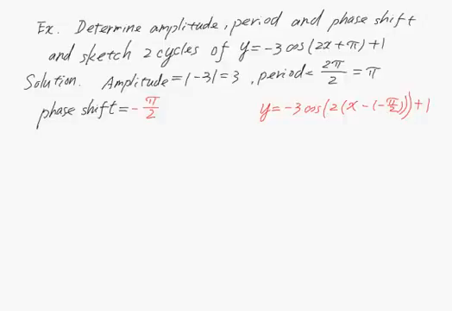Now, let's determine the fundamental cycle of this function. We know the fundamental cycle of this function occurs for x, for 2x plus pi, between 0 and 2 pi. So we need to solve this inequality to find the interval for x.